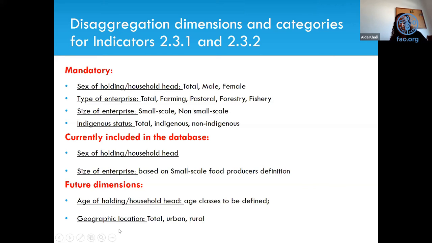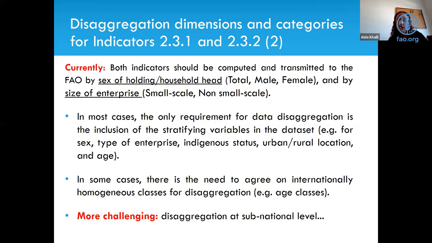But by geographic location could also be at the subnational level. So I was saying, for example, by region, by province or municipality, or depending on the administrative divisions of Bangladesh. So currently the indicator should be disaggregated by sex of the household head and the size of the enterprise. I would suggest to add also the urban-rural disaggregation among these.